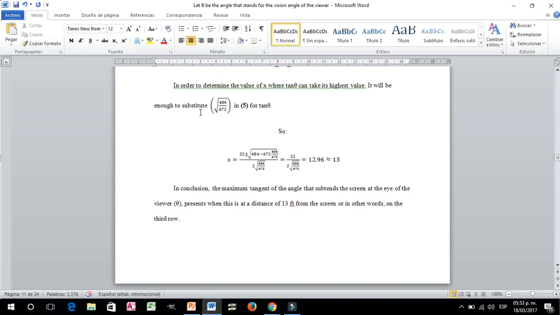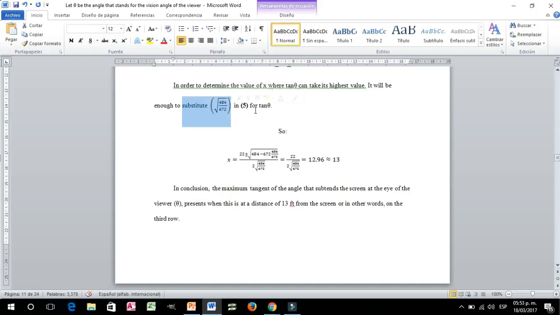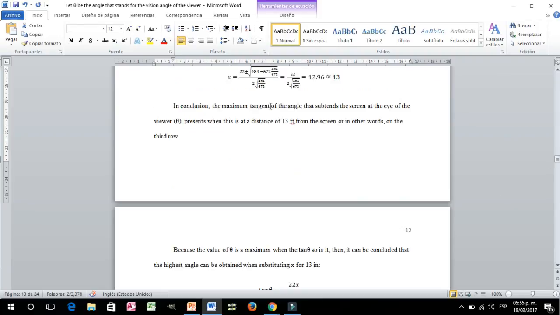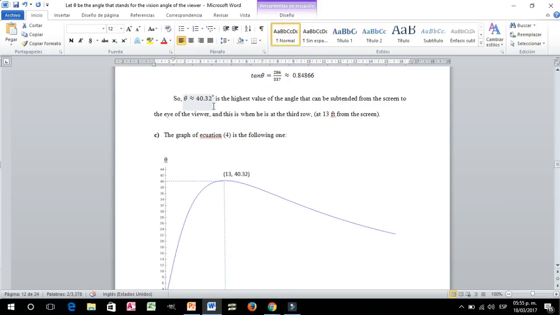So, in order to determine the value of x where tangent of theta can take its highest value, it will be enough to substitute the highest value, which I already mentioned quite enough times, in the equation before, and we obtain that x is 12.96, which is really close to 13 feet. In conclusion, the maximum tangent of the angle that subtends the screen at the eye of the viewer, theta, presents when it is at a distance of 13 feet from the screen, or in other words, on the third row. So 40.32 degrees is the highest value of the angle that can be subtended from the screen to the eye of the viewer, and this is when he is at the third row.